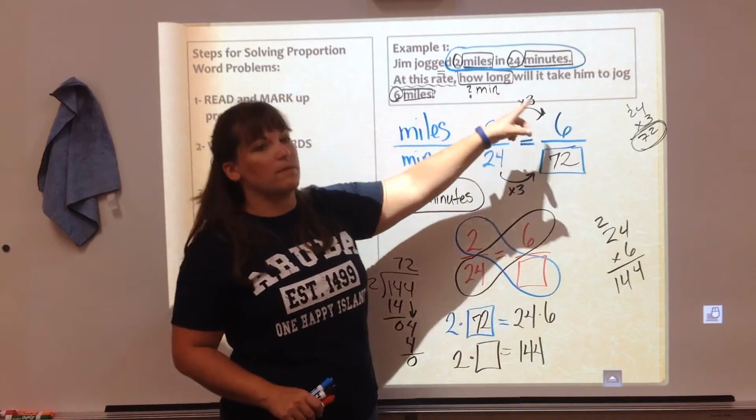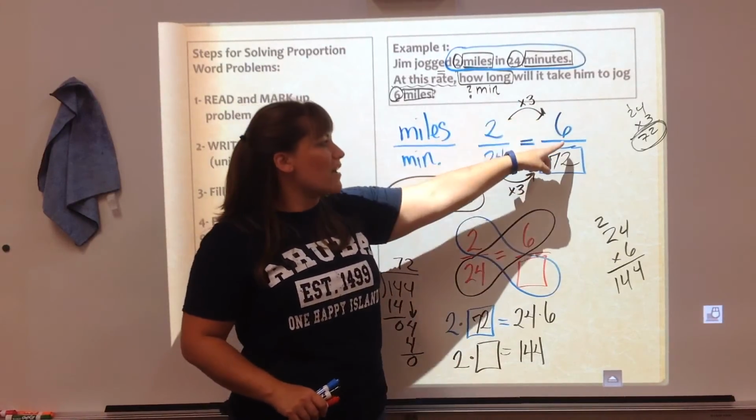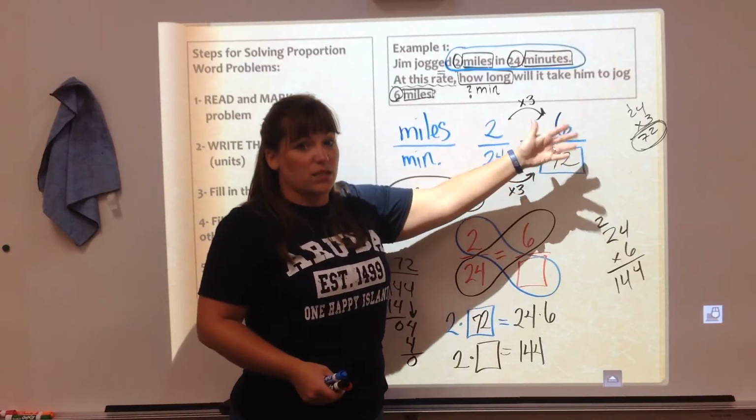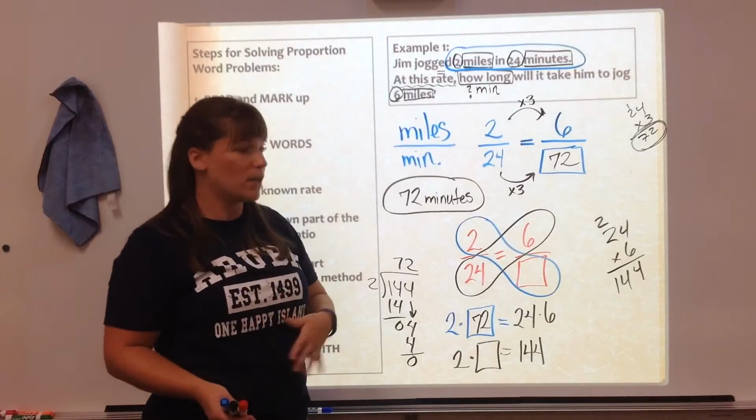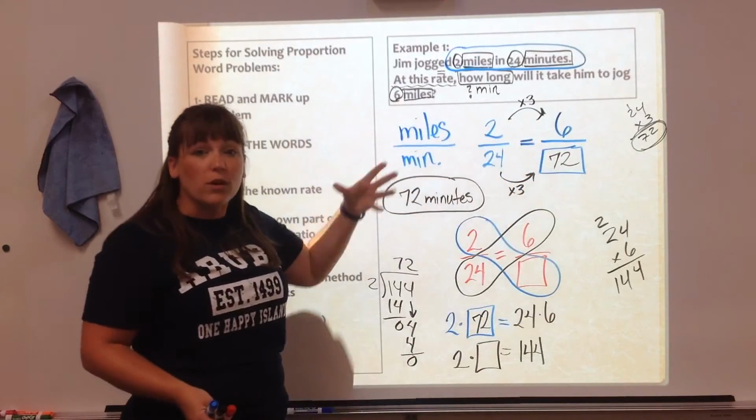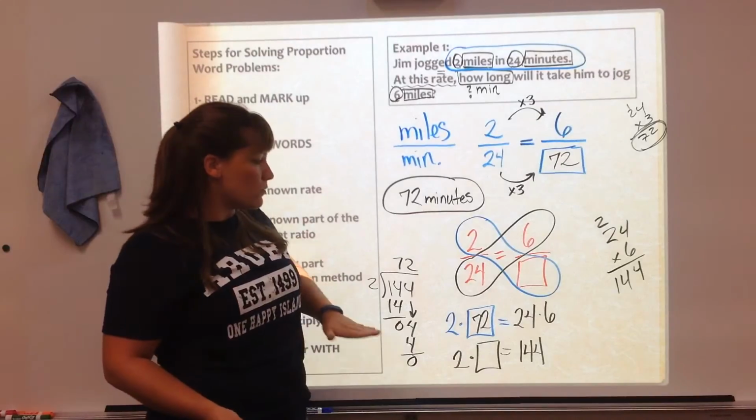You can't go maybe from 2 to 7 if this was a 7 and not a 6. Then you might want to use cross products. So that's why I'm showing you both ways. If equivalent fractions don't work with the numbers you're given, you can use cross products.